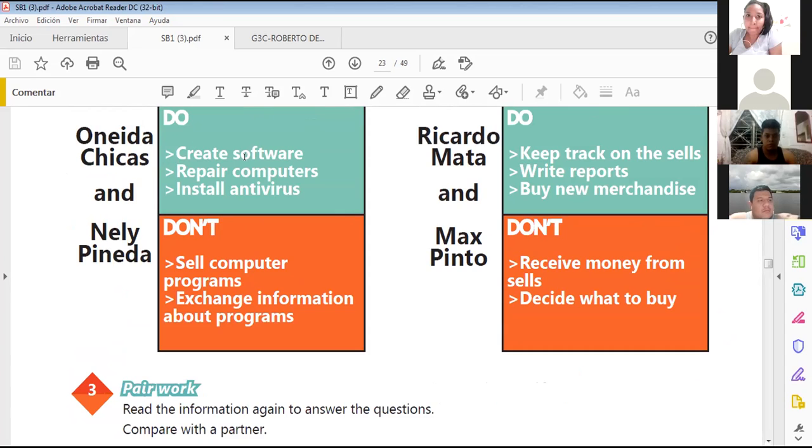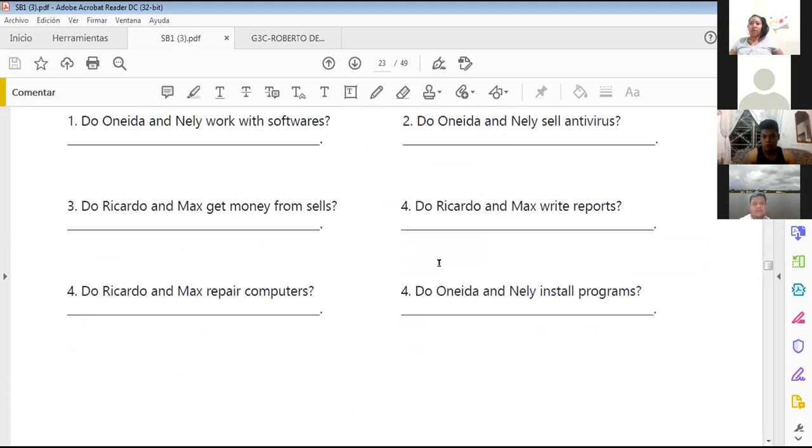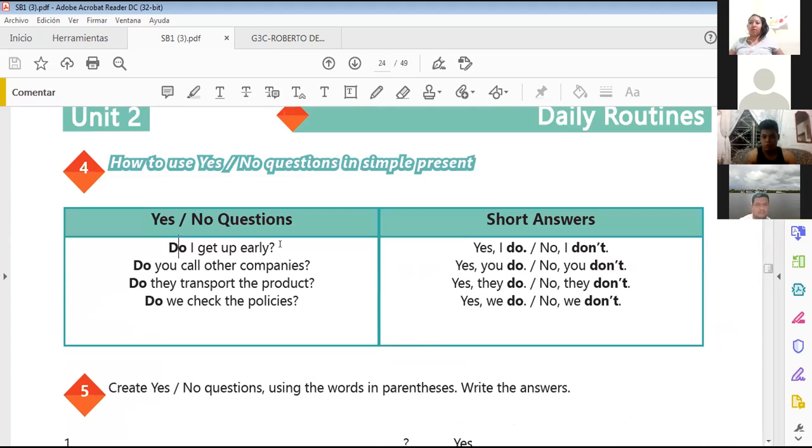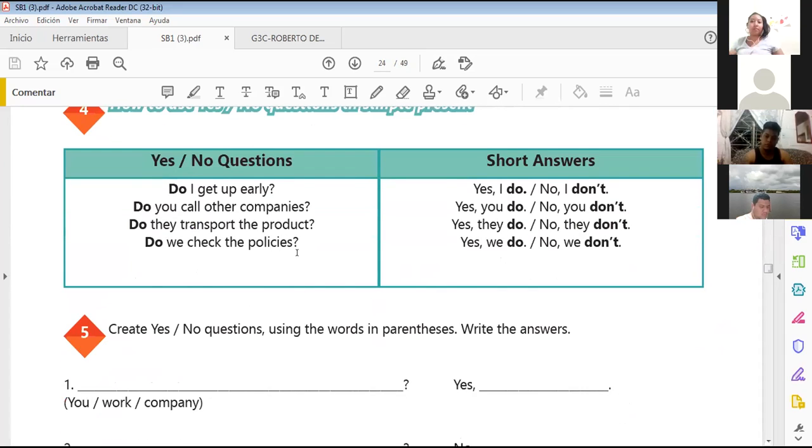For example, do you create software? Do you repair computers? Do you install antivirus? Do you sell computer programs? Do you exchange information about programs? Do you keep track of the sales? Do you write reports? Do you buy new merchandise? Do you receive money from sales? Do you decide what to buy? Do you get up early? Do you call other companies? Do you transport the product? Do you check the policies?